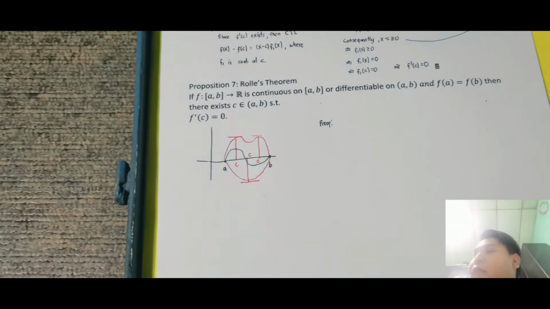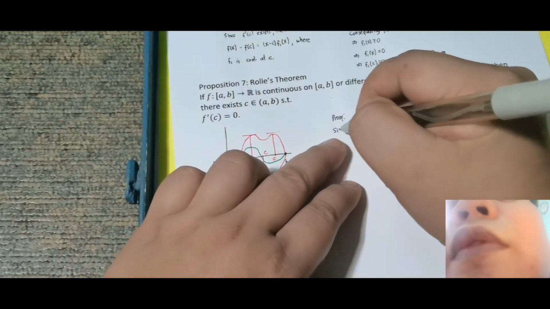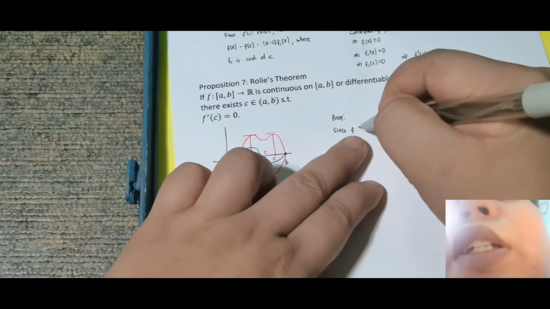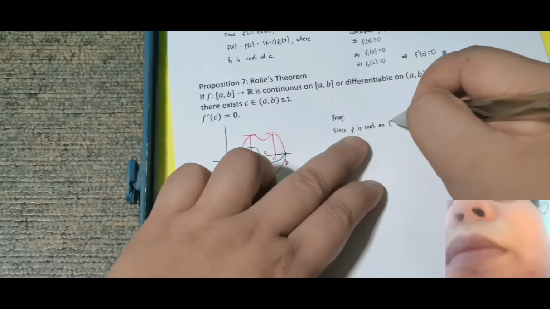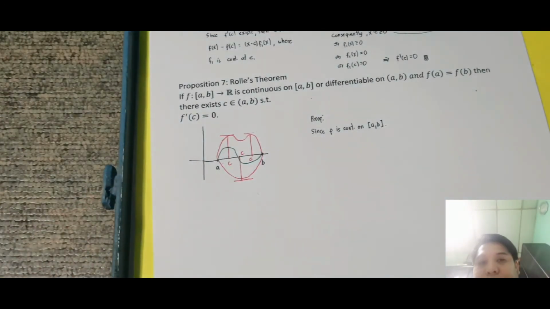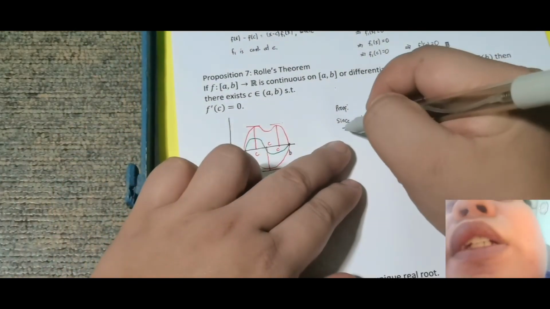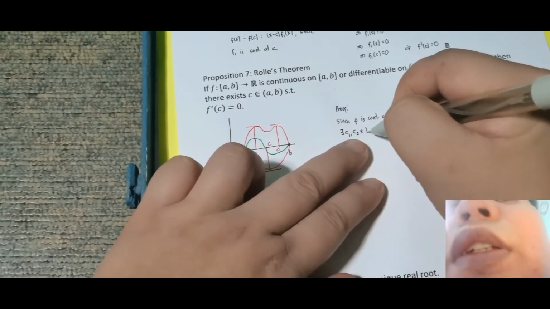Mas naiintindihan. Okay, ngayon since f is continuous on closed and bounded interval [a,b], aware tayo dyan. So sabi nung ating definition dati ng maximum and minimum ng function, kung naalala mo yung ang tawag dito, EBT, extreme value theorem. Okay, so there exist c1, c2 element ng closed interval [a,b].